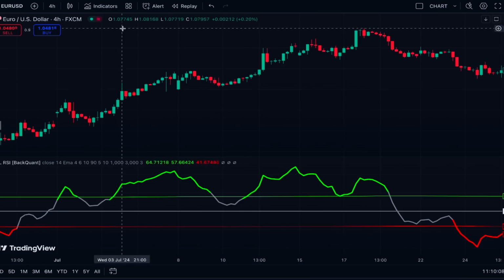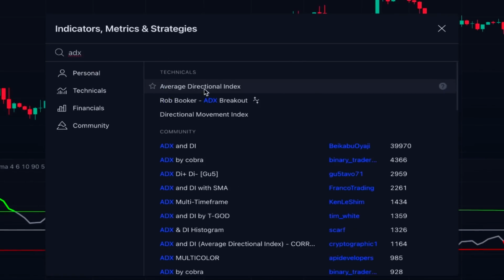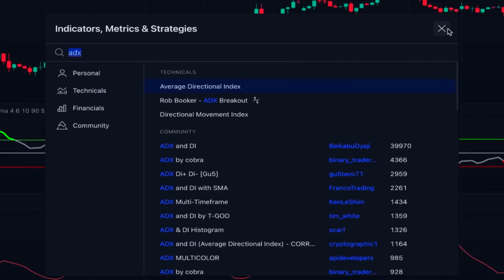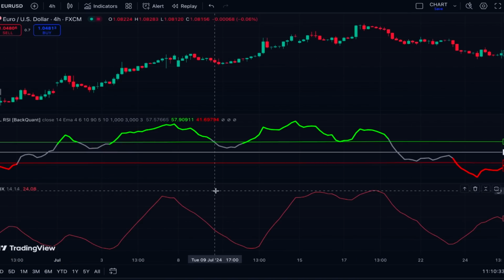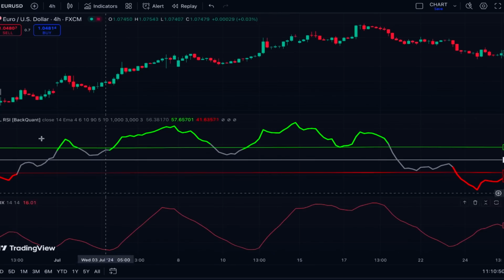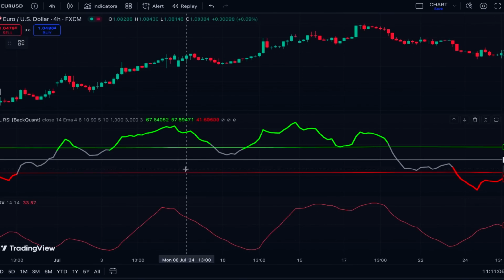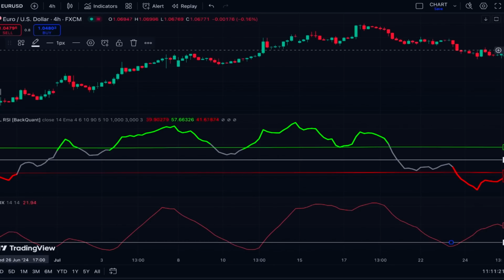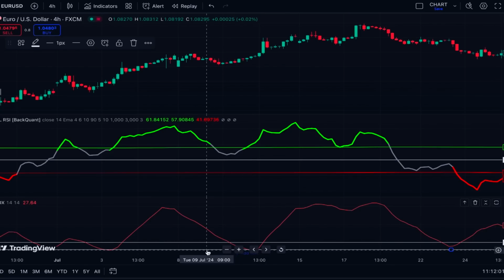For this purpose, we go to indicators and we search ADX, this one, Average Directional Index. As you know, this indicator is one of the most popular indicators for identifying trending and non-trending markets. When the ADX line is below 20, the market is flat, and when it goes above 20, it shows that the market is trending. We add a horizontal line here at the 20 level and another horizontal line here at the 16 level, so we can effectively analyze a flat market.